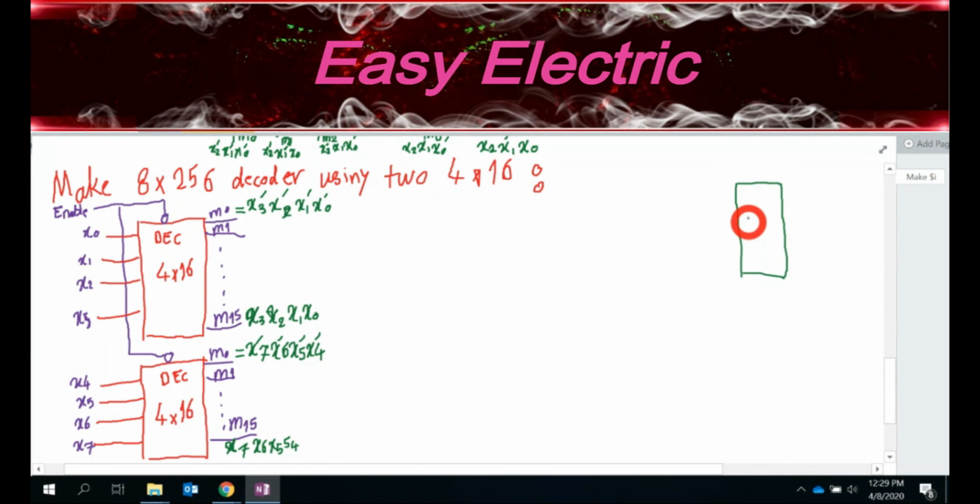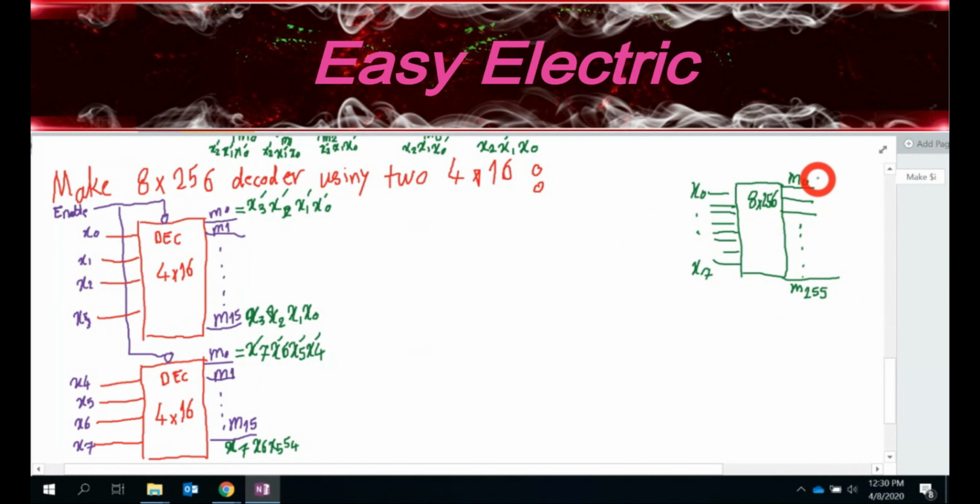You want to have 8 to 256. Definitely, how many inputs do you need? 1, 2, 3, 4, 5, 6, 7, 8, which is we put x0 up to x7. And how many outputs do you have? So 256, right? So you put M0 to M255. The last one should be 255. 0 to 255, which is 256.